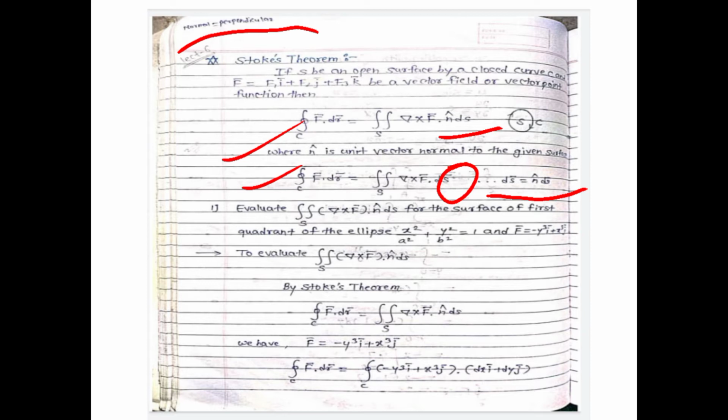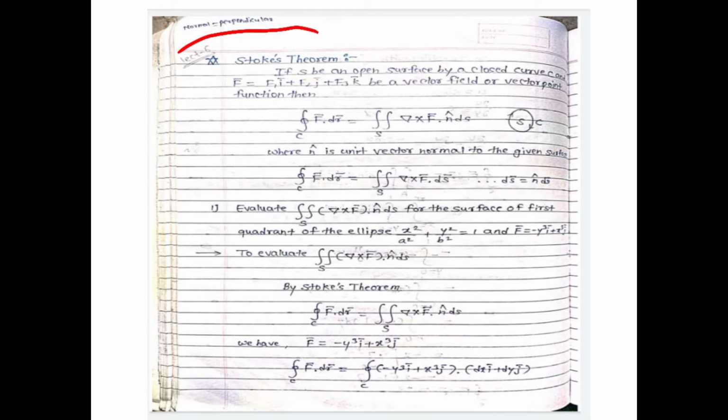The question is: evaluate the double integration over surface S of del cross F bar dot n cap ds for the surface of the first quadrant of the ellipse. We have to calculate in the first quadrant of the ellipse. The equation of the ellipse is given, that is x square upon a square plus y square upon b square equals 1, and the value of F bar is given, that is minus y cube I bar plus x cube j bar.